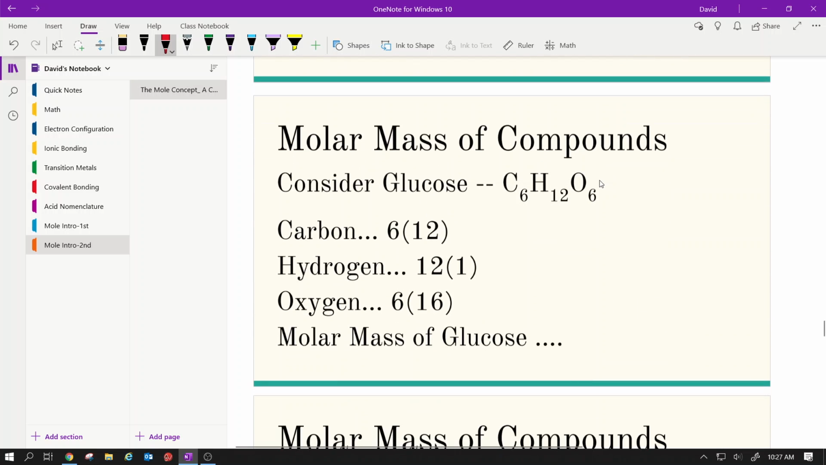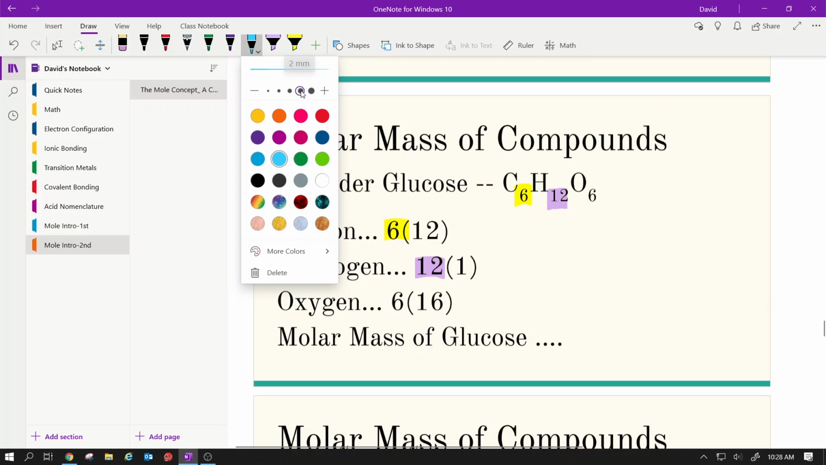So what about the molar mass of glucose? Okay, one of my favorite compounds. Glucose, it's a form of sugar. Now glucose is C6H12O6.